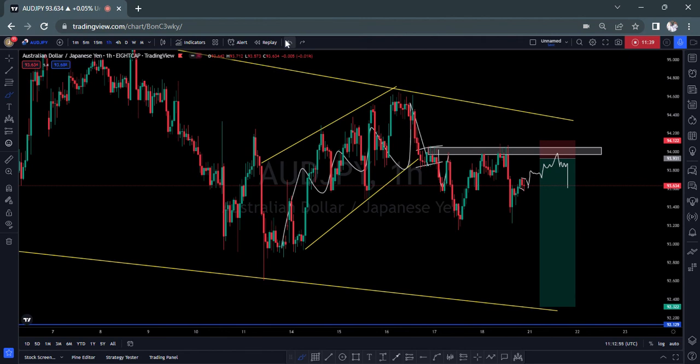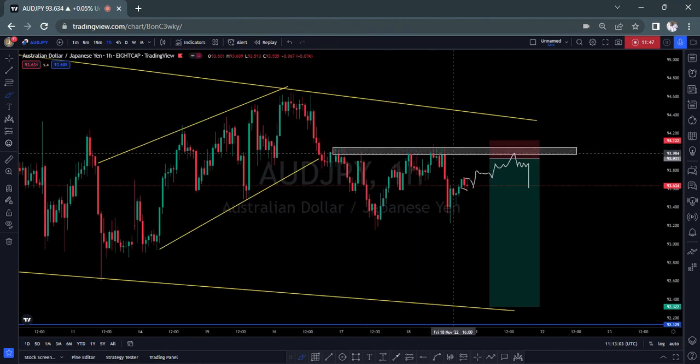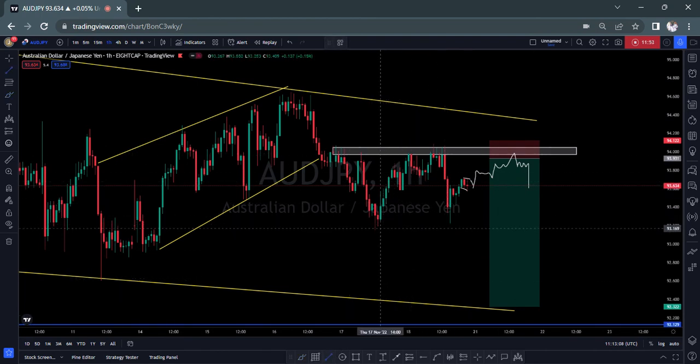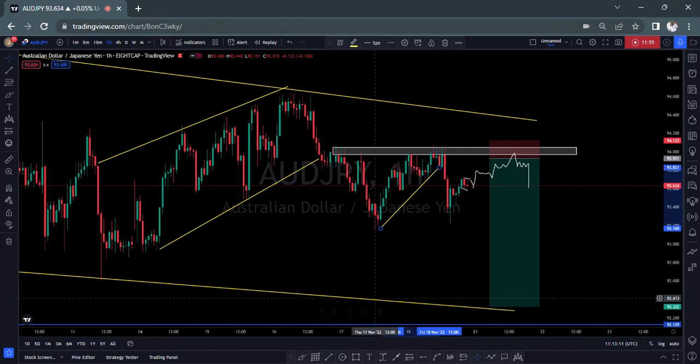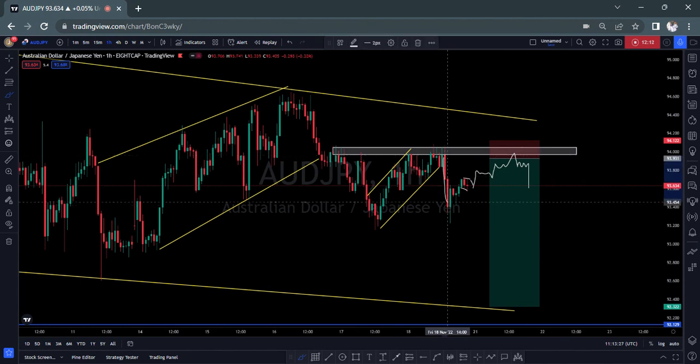Let me make it clearer. Okay, yeah, so it came back to take out this area, and you can see the movement was corrective to this area, and it was ideal. It formed something like a double top around this area, and that was where liquidity was lying. And so yeah, it dropped.